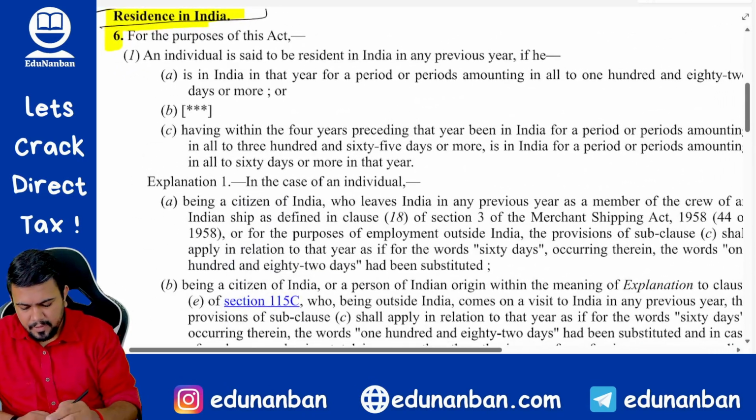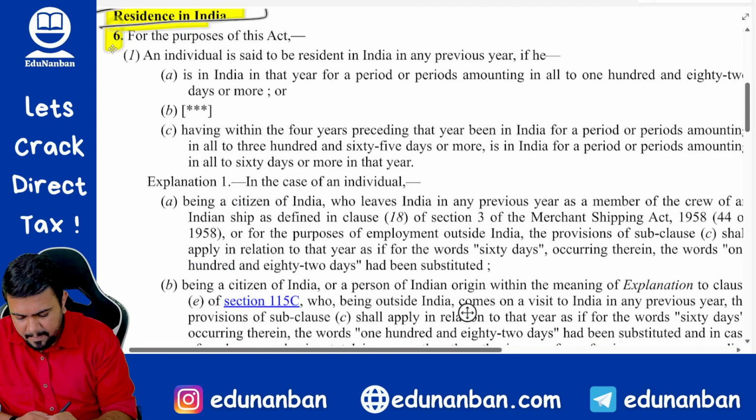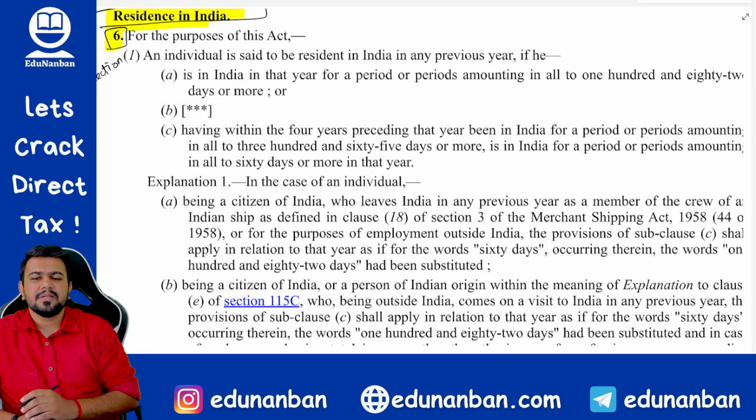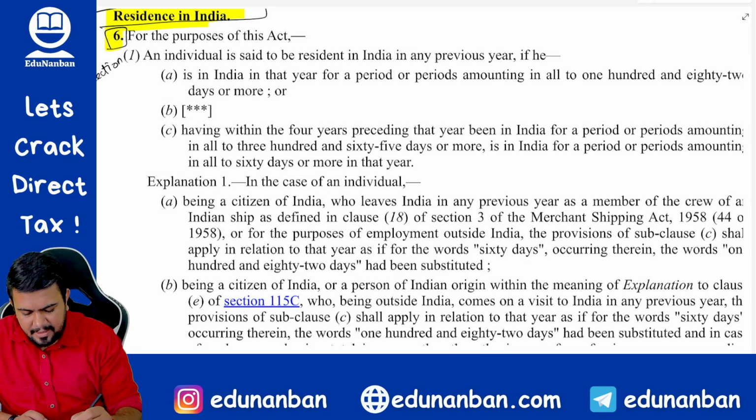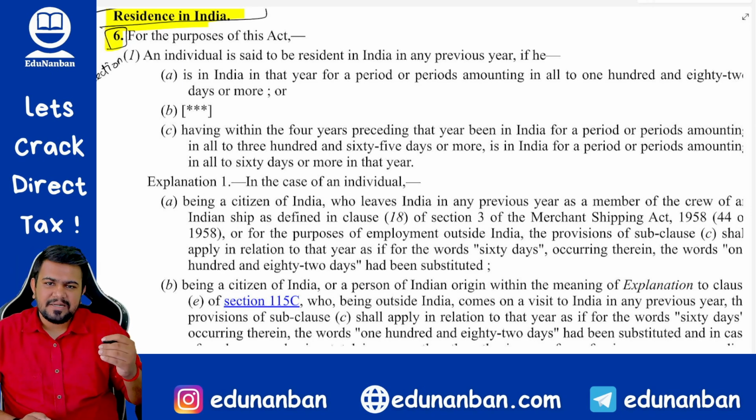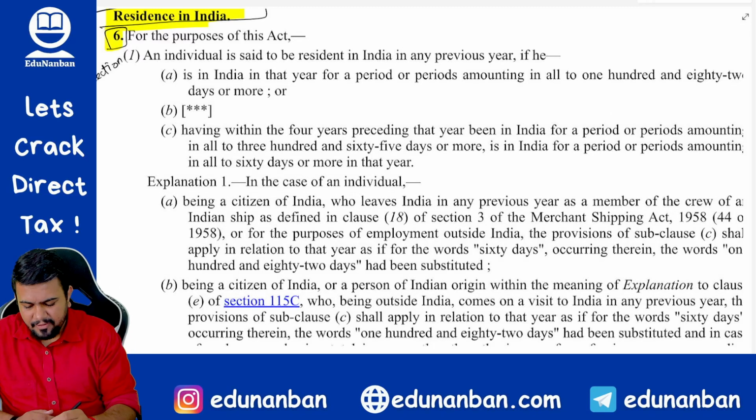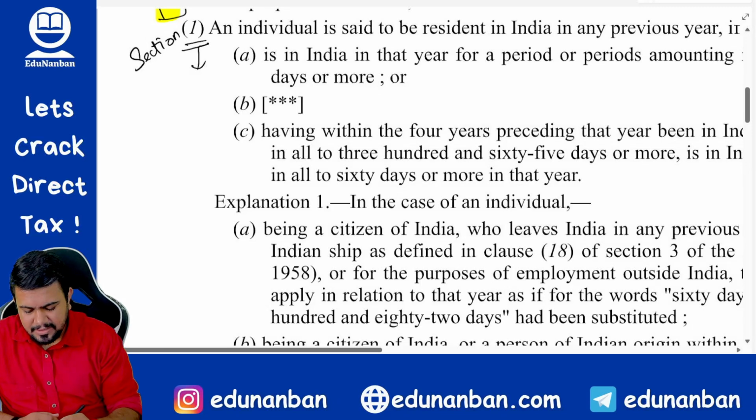Now, what is this called? This is called section 6. And there might be many subparts of a section. Now, what is the subpart of a section called? For example, here you are seeing subpart number 1. This subpart is called subsection.